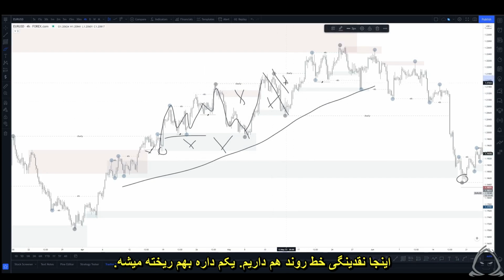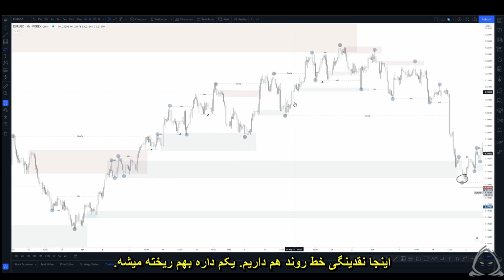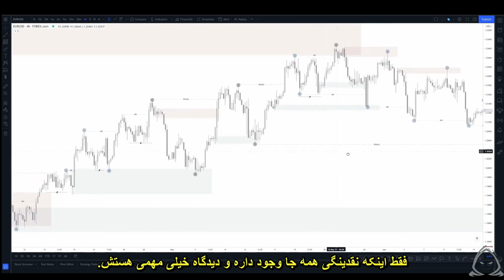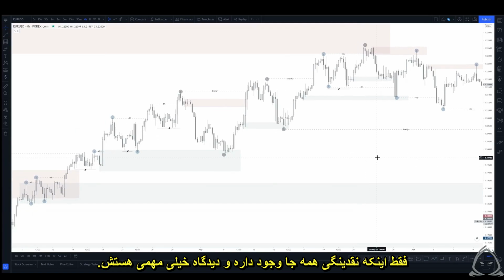We also have trendline liquidity here as well. Getting a little messy and a little bit all over the place, but it's just one thing: liquidity is present everywhere, and it's such an important concept.